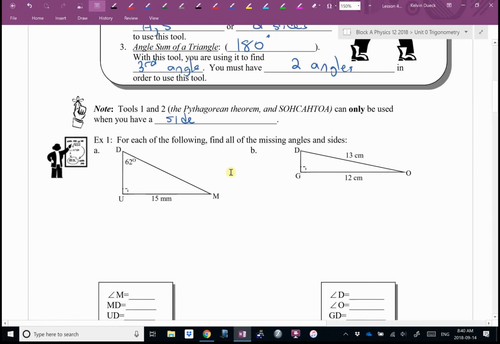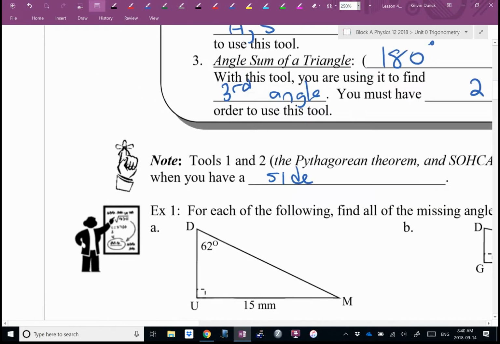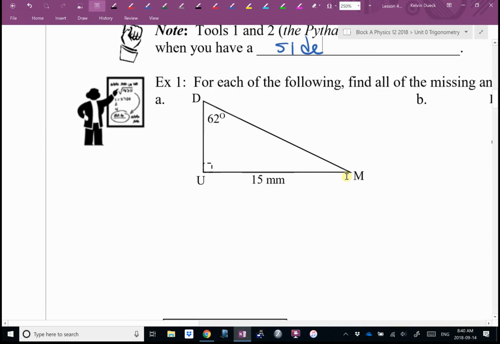So, for each of the following, it says, find all the missing angles and sides. We're going to try and do this by only writing one or two lines and using our calculator as much as possible. First thing I would do is identify what I know. I know that angle right there. I have a habit of coloring in the angle that I know because now I feel better.